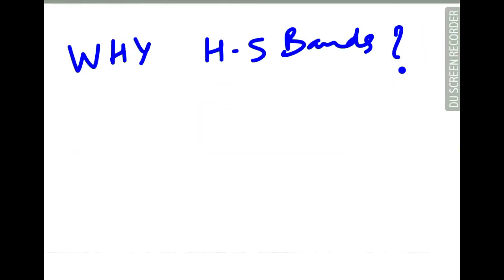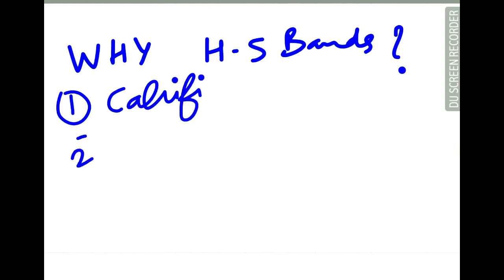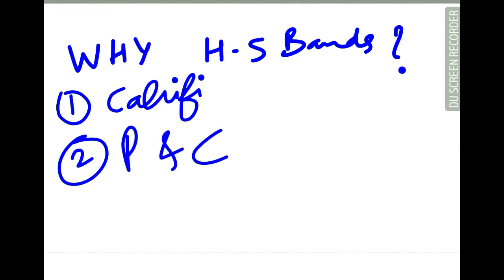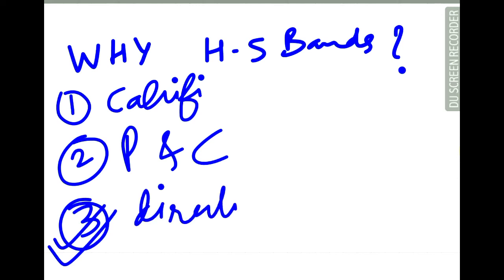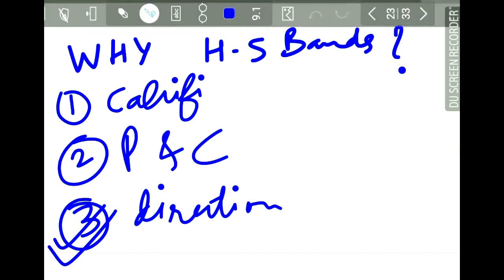Now, why do these HS bands appear? There are three schools of thought. Some scientists feel that there is variation in calcification of the enamel which causes these Hunter-Schreger bands. Second, few scientists think that there is a difference in permeability and composition of the enamel matrix, which causes these HS bands. But the third and the most widely accepted theory is that there is change in the direction of the rods, which causes these Hunter-Schreger bands.